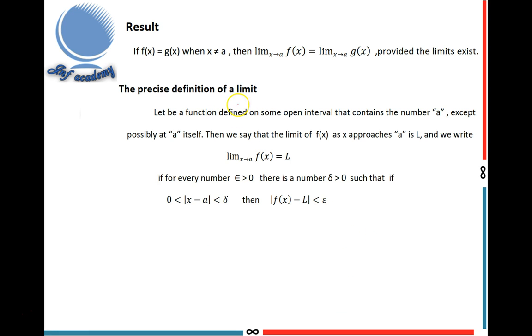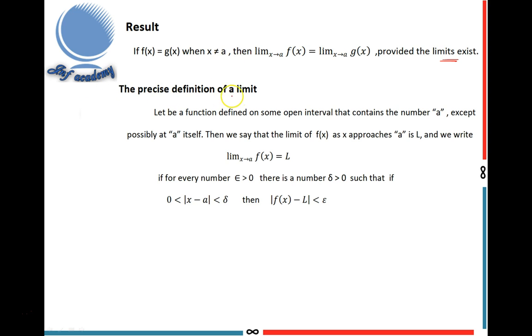The next one is a result: if f(x) equals g(x) when x is not equal to a, then the limit as x approaches a of f(x) equals the limit of g(x), provided the limit exists. Suppose the limit exists and f and g are equal functions, then the limits of f(x) and g(x) as x approaches a are also equal.